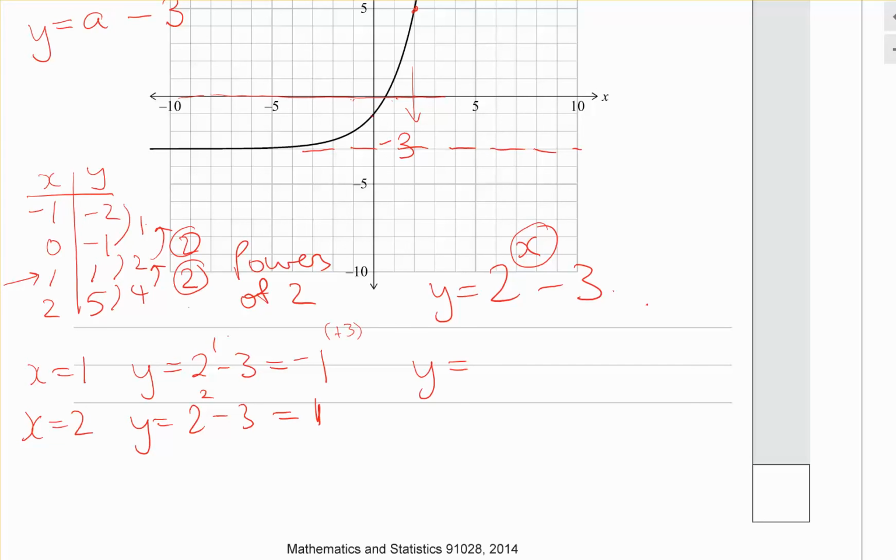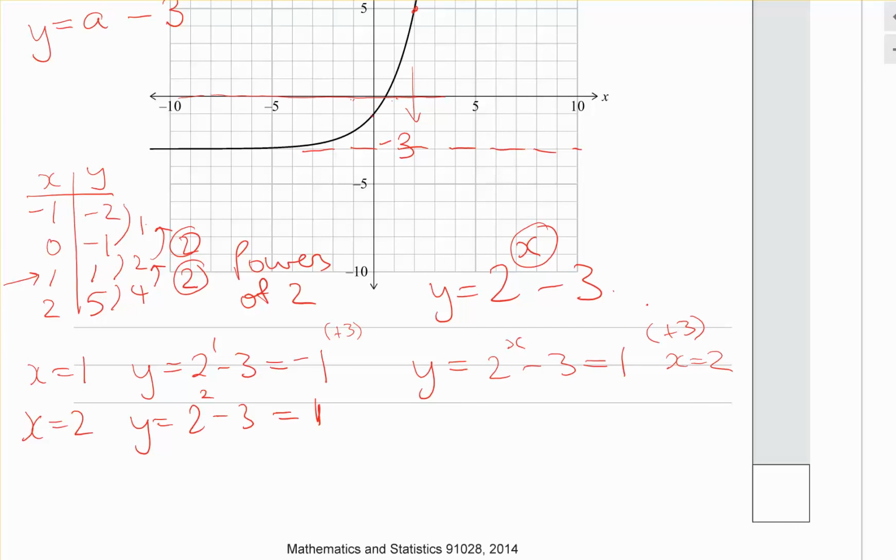We want it, when it goes through 1, to equal 1 actually. We want that to equal 1. So if we just add 3 to both sides, 1 plus 3 is 4. 2 to the power of something would give me 4, then that something is 2. So instead of being at 2 to the 1, I want it to be 2 to the 2. So I want to add 1 to x.